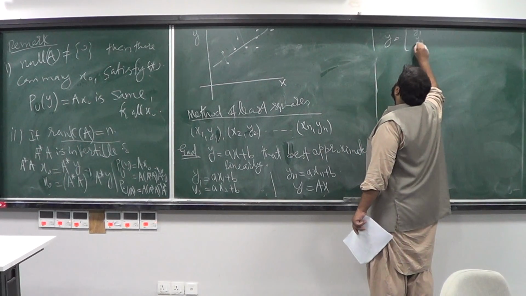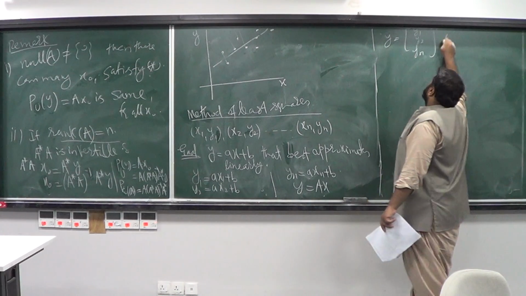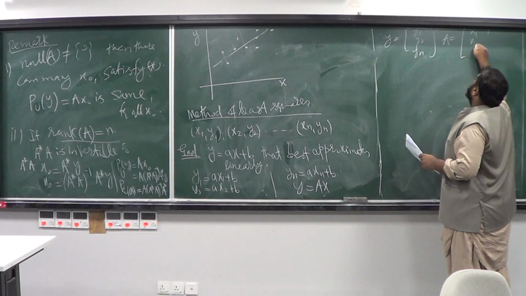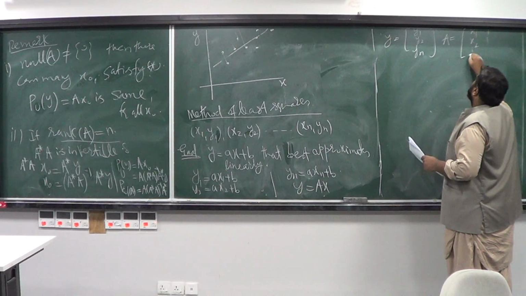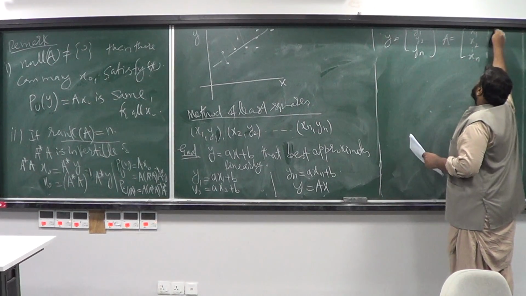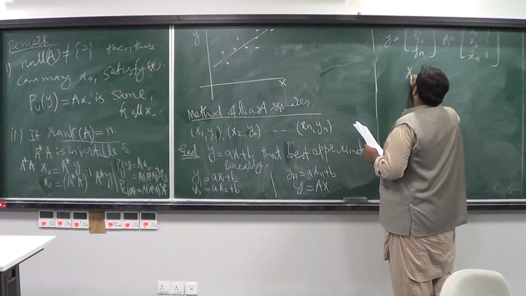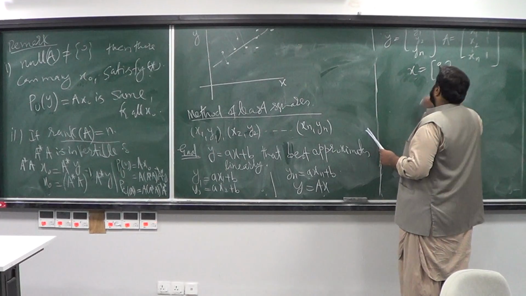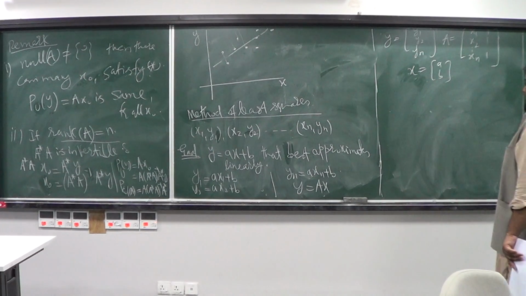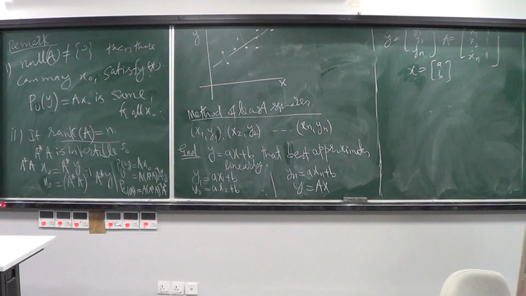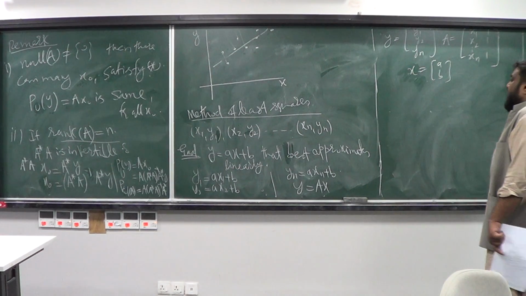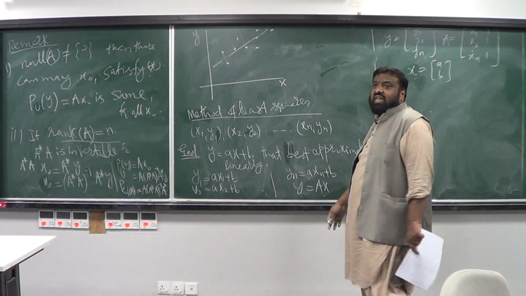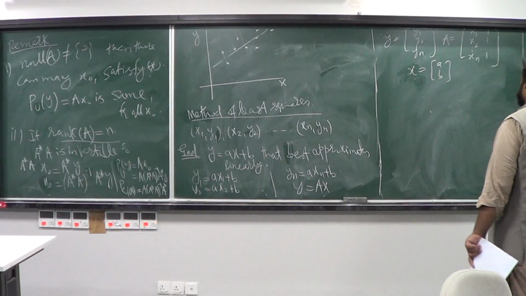y1, y2, ..., yn. The matrix A is x1, 1; x2, 1; and so on, up to xn, 1. The vector x, which is unknown to me, is (a, b), and y is this. So obviously you can't find the solution of this system because there are more equations and fewer unknowns, so the system is inconsistent.